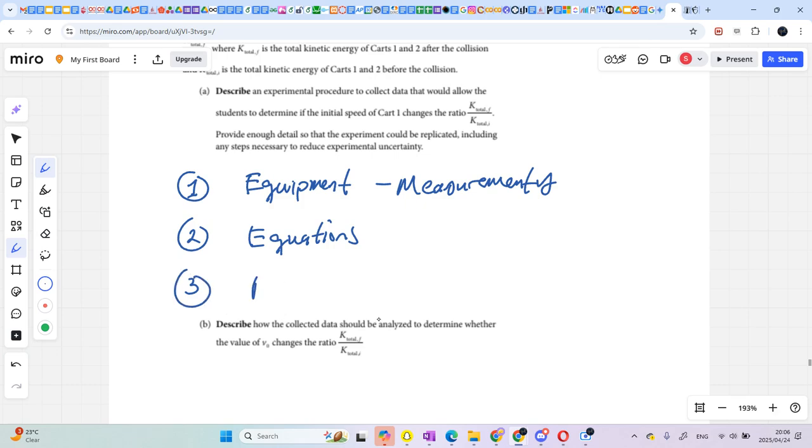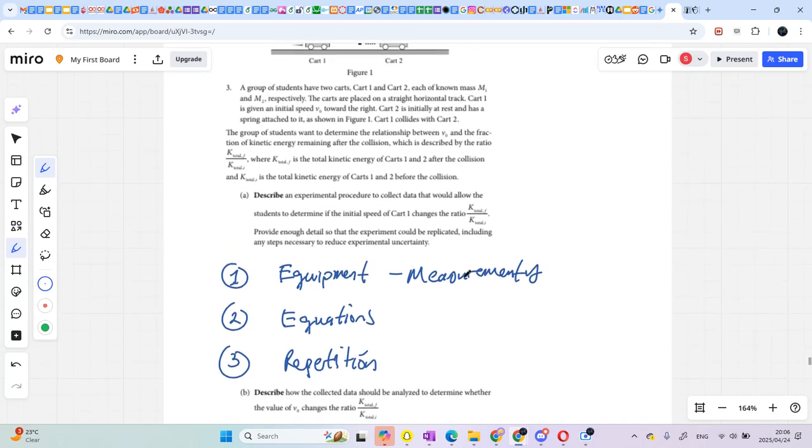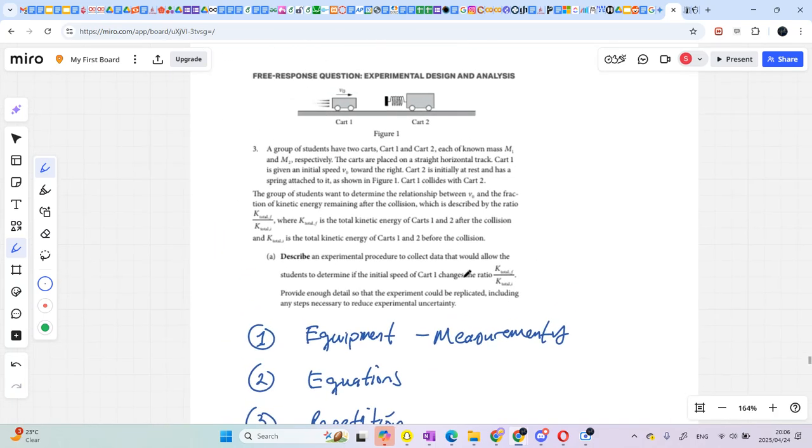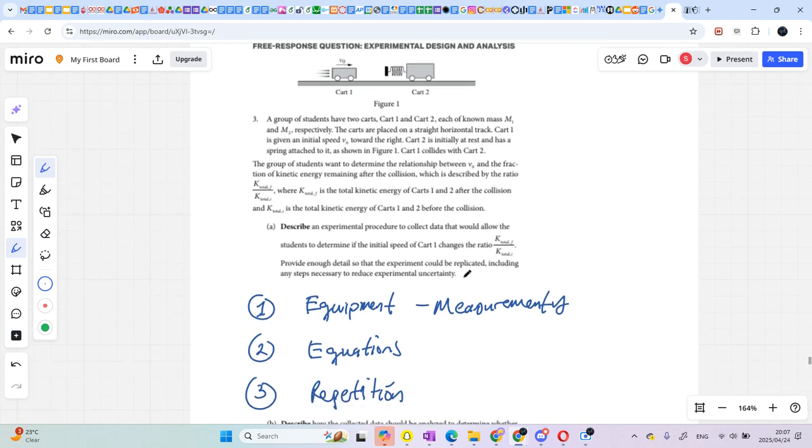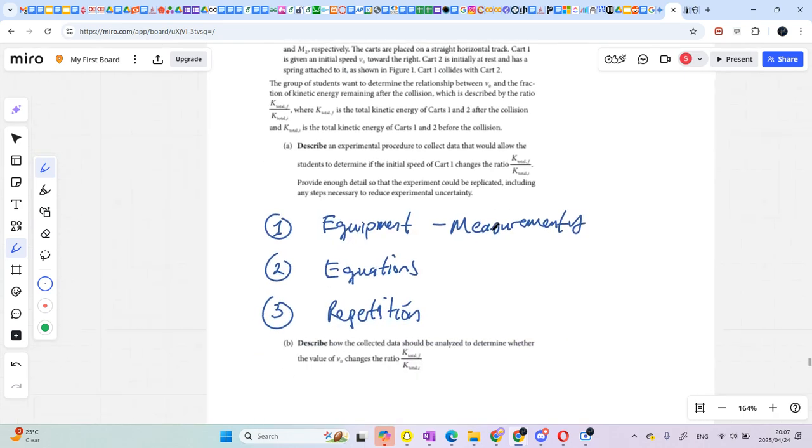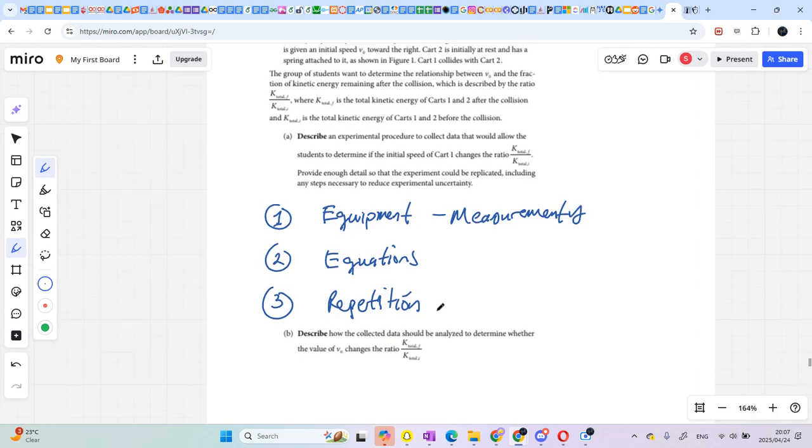And then repetition. Always include the aspect of repetition when you're describing an experimental procedure because this is something that applies not just to physics, but also statistics and experimental design in general. You want repetition of an experimental procedure so you can see a trend, because the trend is ultimately what you're trying to determine from the experimental data. So equipment measurements you're going to take, you're going to get those measurements from the equations that describe the scenario, and then you're going to get trend through repetition.